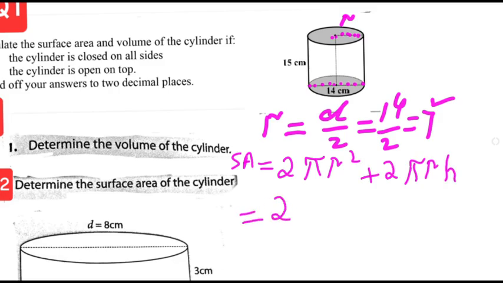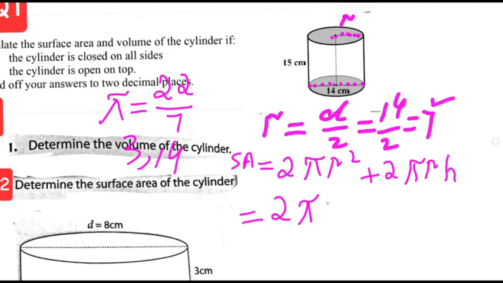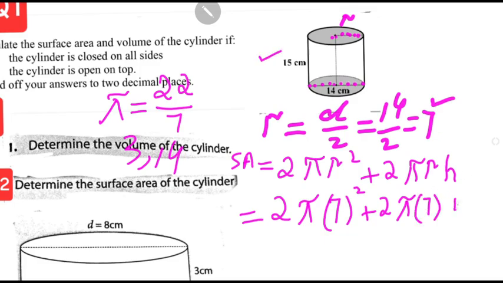You must remember the pi value. You can punch your calculator, or you can do it manually; remember 22/7, in decimal 3.14. Don't solve the pi at the last. Sometimes you have to give the answer in terms of pi. So the 2 pi radius, we got 7 squared plus 2 pi, radius is 7, and the height we got 15, multiply 15.